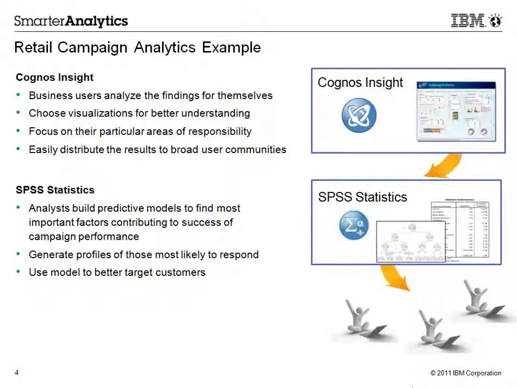In this demonstration, we will examine direct marketing campaign information for a fictitious retail organization. A business user will use Cognos Insight to build an interactive summary report of the campaign outcome, highlight some areas of focus, and share the findings with others to help plan and strategize future marketing campaigns.